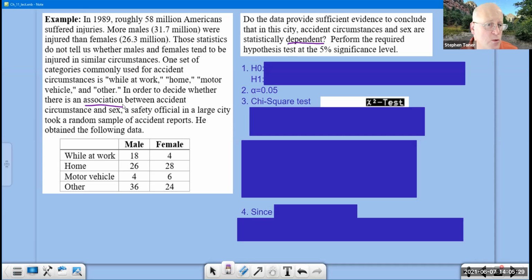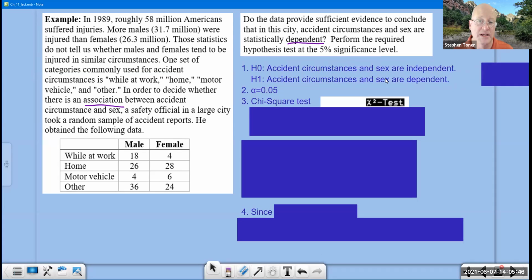So I switched from the word associated to dependent, but okay, that's fine. They're kind of in that same vein. You can use either one of these words for these types of problems. And so perform the required hypothesis test. So I'm going to say these two variables are independent for the null hypothesis and dependent for the alternate hypothesis.